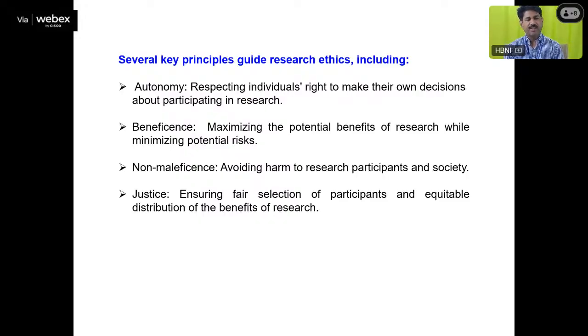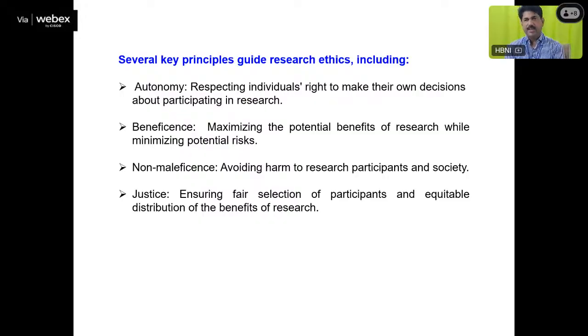This is avoiding harm to research participants and society. Non-maleficence is nothing but not initiating any harm to the individuals or participants during our research work. This is the obligation to avoid causing any harm or evil to the participants. This is also very important whenever we are carrying out any healthcare or social research. In this case, we can also say that balancing between benefits and burdens, we have to discuss with the participants.